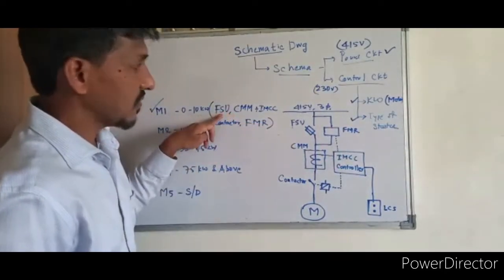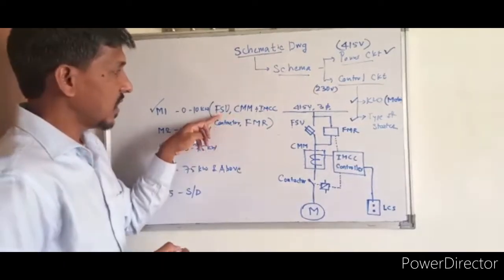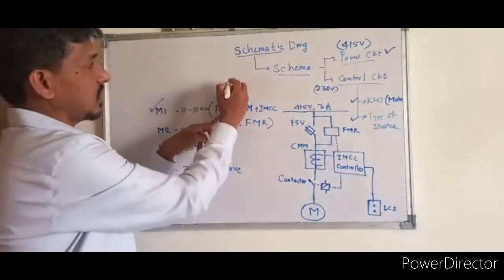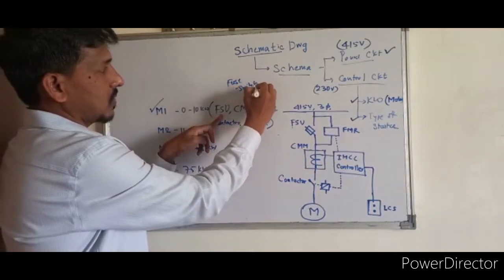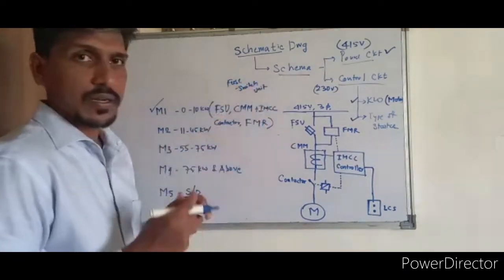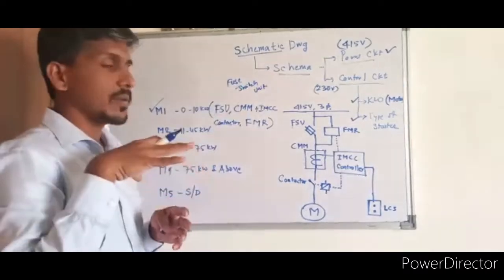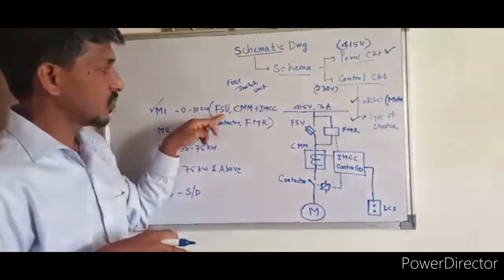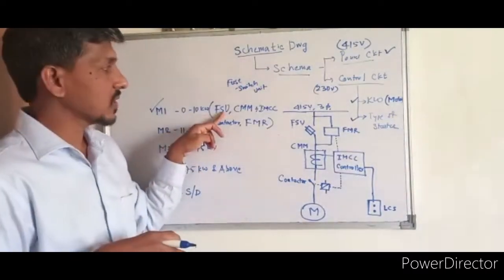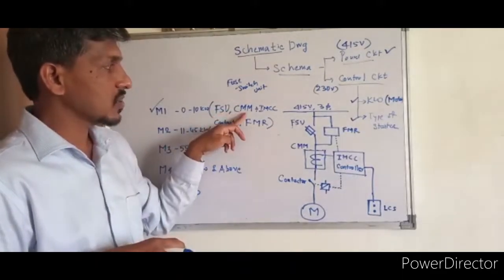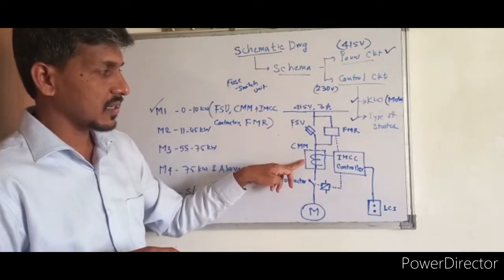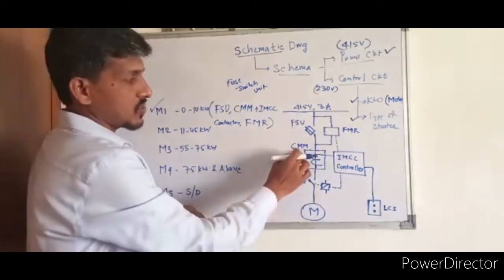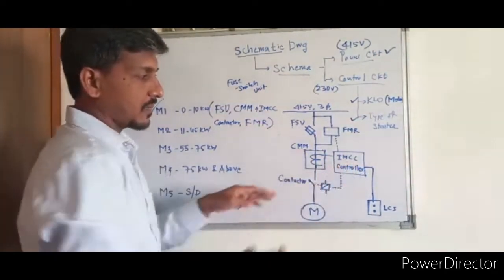Then what is this FSU? First we will understand this. FSU is nothing but your fuse switch unit, in which the fuse is built into that switch. It is basically used for short circuit protection. The second thing is your CMM. This is your current measuring module. The CT is built into that current measuring module. It is connected to this controller.